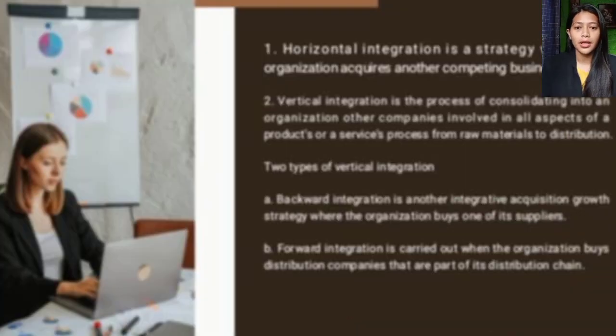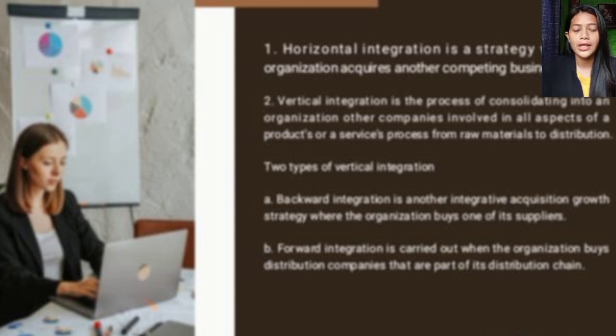So there are types of integrated growth strategies. First is horizontal integration, and second is vertical integration. Horizontal integration is a strategy where the organization acquires another competing business to strengthen its position in the market. For example, Jollibee's acquisition of Mang Inasal, which aims to prevent a loss of market share in the fast food industry by reducing competition. This approach can lead to more customers and increased profit.